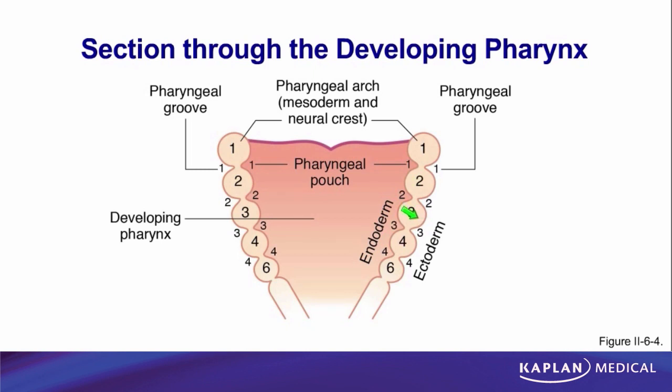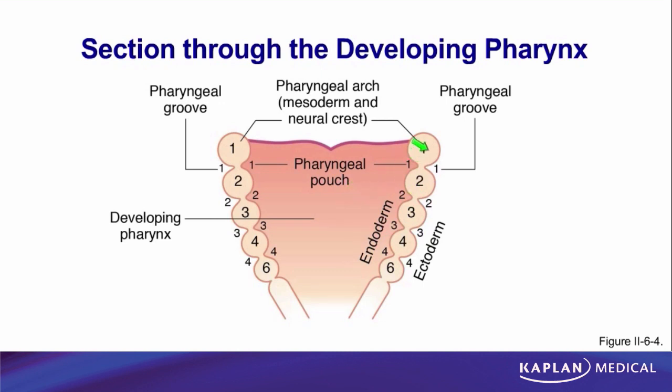We've already said that the ectoderm on the outside has a series of invaginations, which we called pharyngeal grooves. The endoderm on the inside has a corresponding series of evaginations of endoderm called pharyngeal pouches. So the pouches are endodermally lined, they're on the inside. The grooves are ectodermally lined, they're on the outside. And the arches are in between.